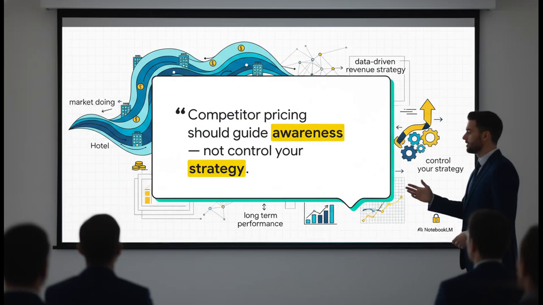And this quote right here really sums up the whole shebang. Competitor pricing should guide awareness, not control your strategy. Definitely keep an eye on what the hotel down the street is charging. Be aware, but never let their cash flow anxiety dictate your data-driven revenue strategy. The best performing hotels over the long haul are rarely the cheapest ones. They price strategically based on their own true value.